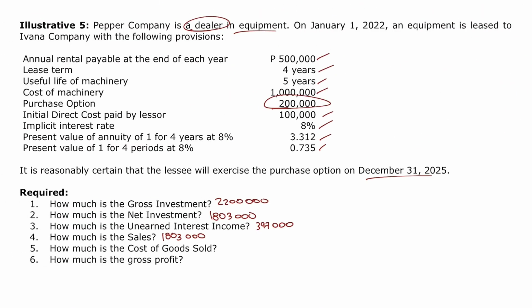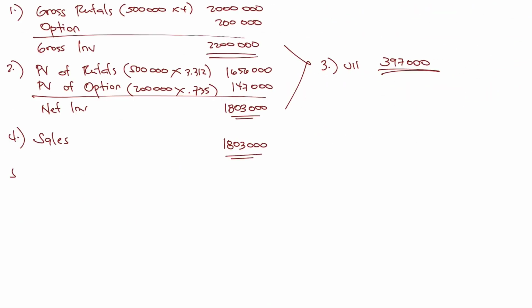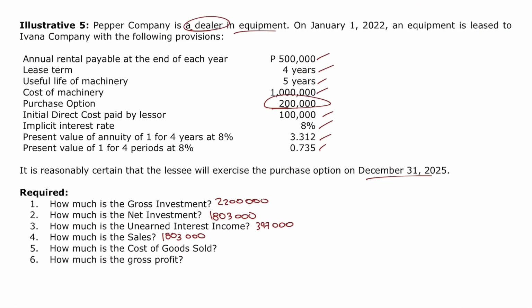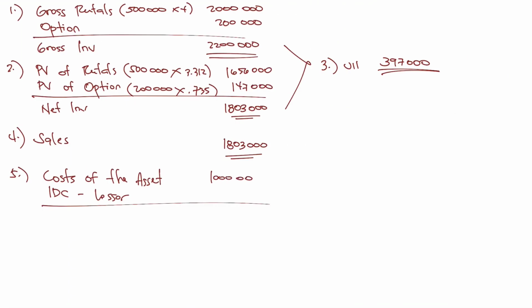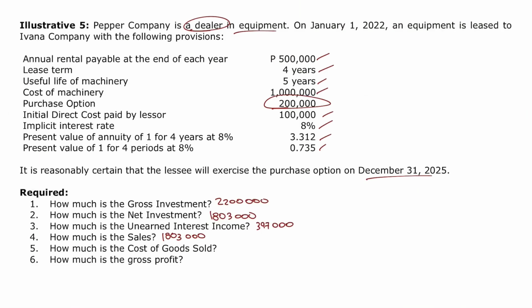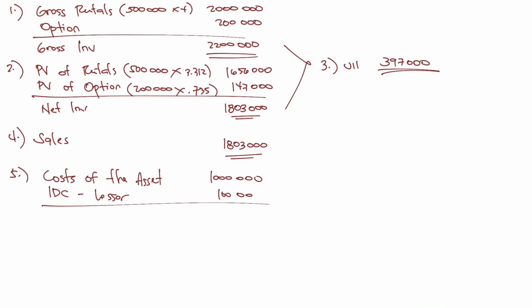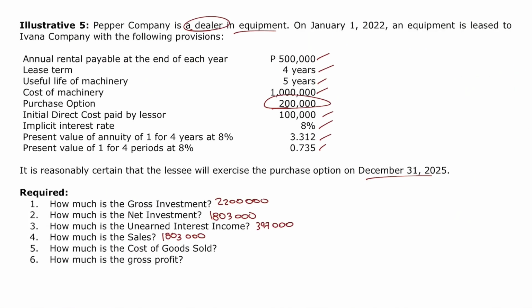Number 5, how much is the cost of goods sold? Cost of goods sold will be the cost of the asset plus the initial direct cost paid by the lessor. So, how much is the cost of the asset? The cost of the machinery is 1 million pesos, while the initial direct cost paid by the lessor is 100,000. This means we now have a cost of goods sold of 1.1 million. So for number 5, 1.1 million will be the final answer.